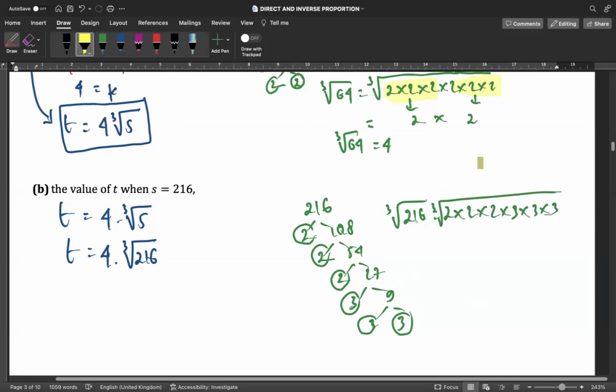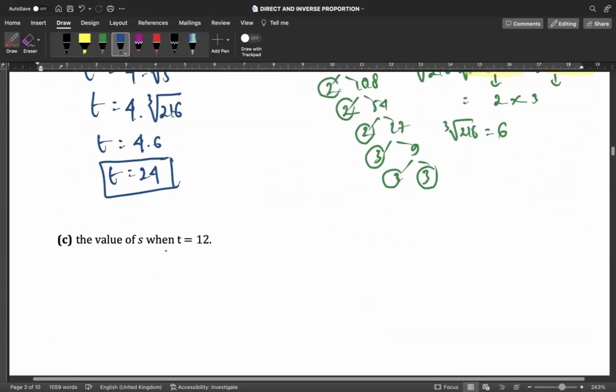Okay, now let's group the three same numbers. This is the first group, this is the second group, and then let's take one number from each group and multiply them. So this is 2 and this is 3. So the cube root of 216 is 6. Now let's put it here. So t equals 4 times 6, t equals 24.